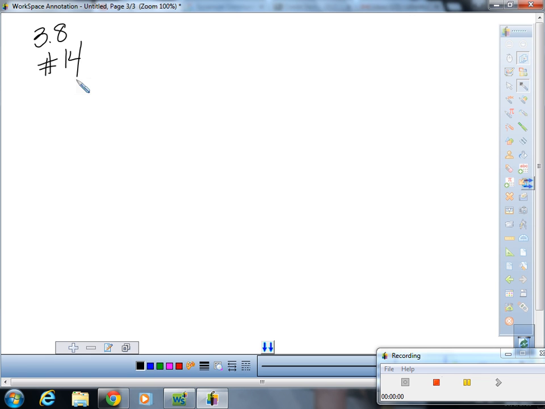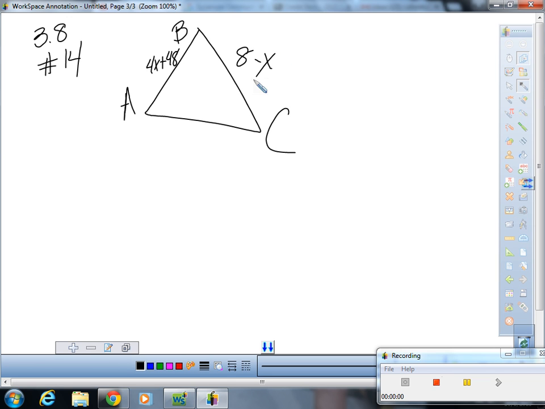Not a proof. We've got this triangle here, ABC. It tells us that AB is 4x plus 48. It tells us that BC is 8 minus x. And then it also tells us that the measure of angle A is bigger than angle C. Then it says, find the restrictions for the value of x.